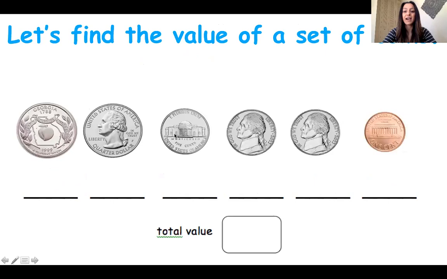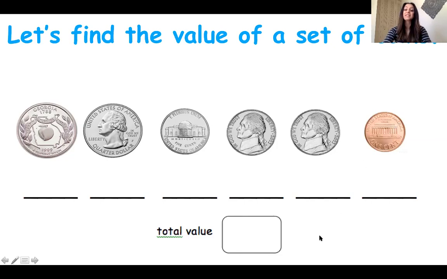So let's find the value of a set of coins now. Just like we did yesterday, I've arranged my 6 coins in order from the coin that is worth the most money to the coin that's worth the least money. In this set of coins, my biggest coin, the coin worth the most money, are the quarters. So I put them first. There are no dimes. And then the next coin I put is the nickels, because those are the coins that are worth the next biggest amount of money. And then I ended with the pennies.